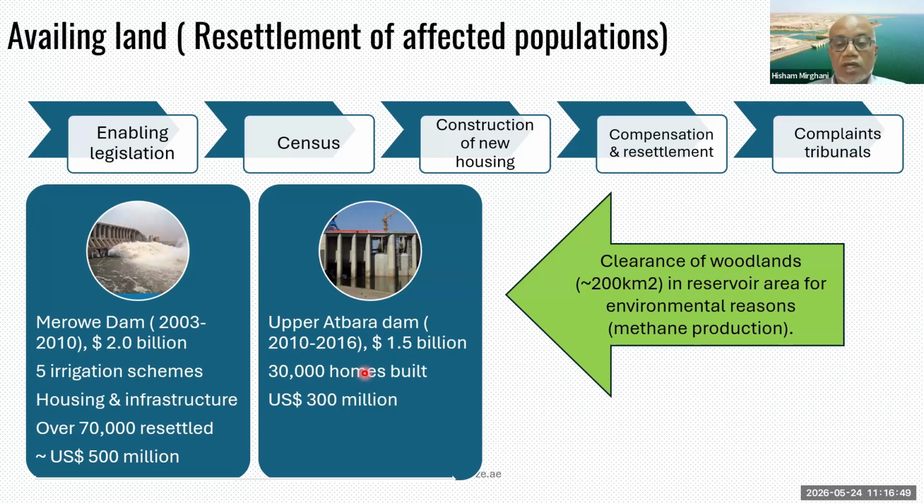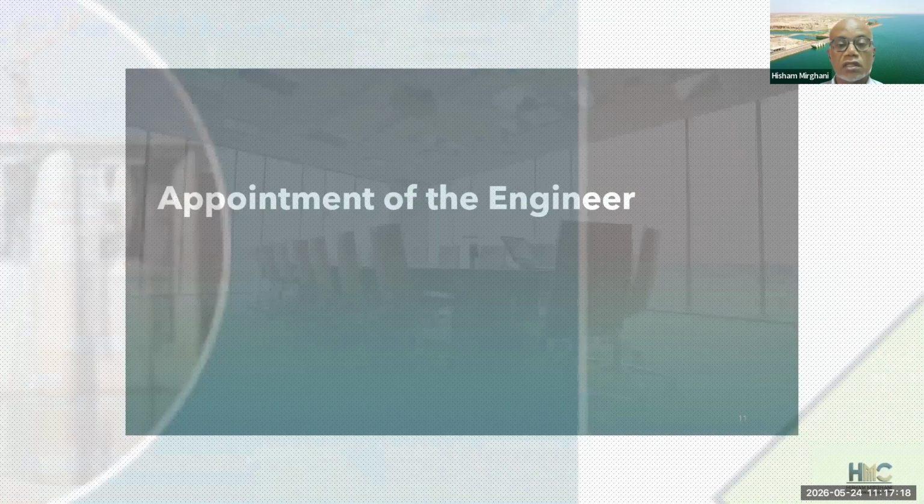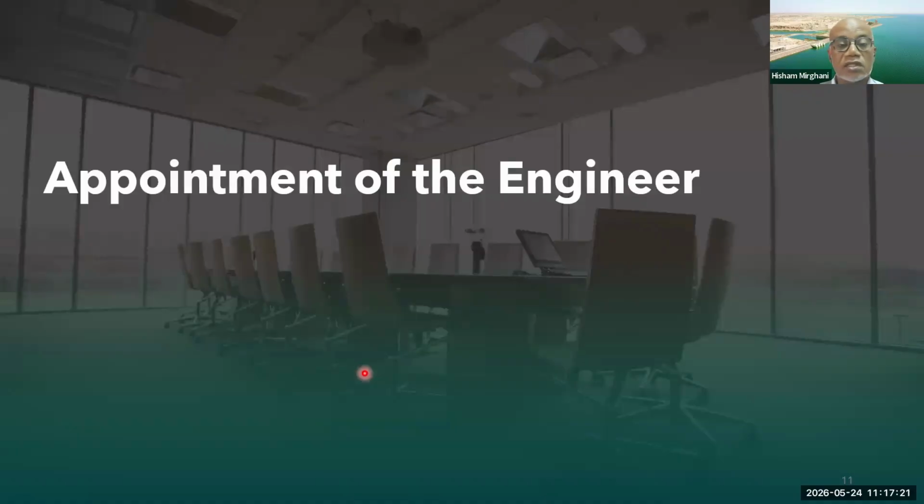In addition, for the Upper Atbara Dam, there was also a large undertaking, because there was an environmental requirement that all the woodlands that would be inundated by the reservoir needed to be cleared, because when the reservoir is full, it was expected there would be a large amount of methane production, and methane, of course, is a greenhouse gas, as you know. So all these woodlands needed to be cleared, and this was also a huge logistical undertaking. So basically, availing the land and the finance takes a lot of time and effort from the employer, and it should not always be taken for granted. There could be hiccups and challenges along the way.